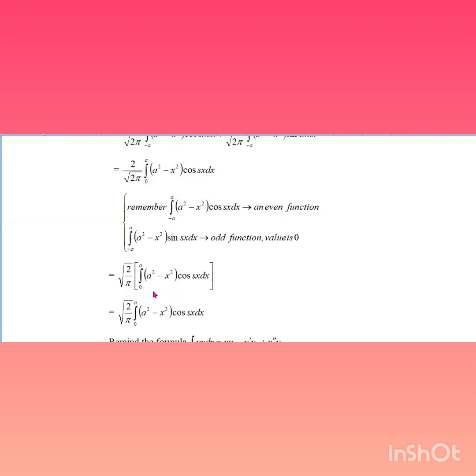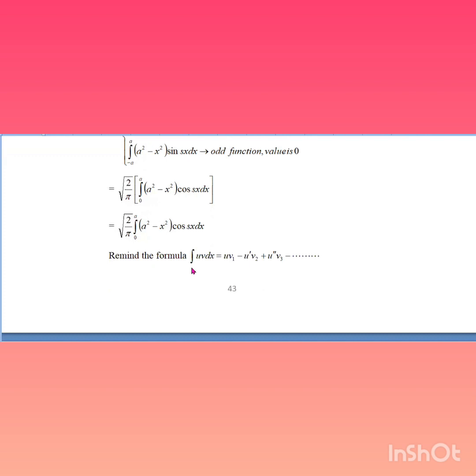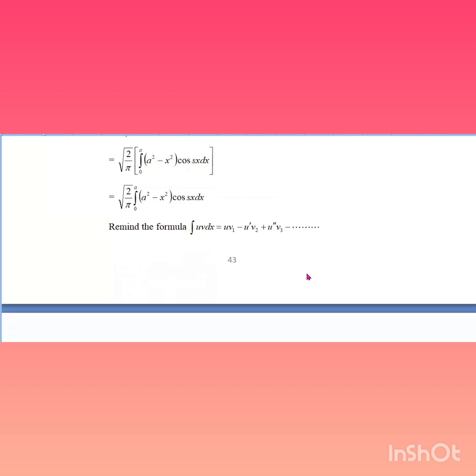Integral over the limit 0 to a, a square minus x square cos sx dx, which is equal to root of 2 by pi integral over the limit 0 to a, a square minus x square cos sx dx. This can be solved using Bernoulli's formula. So integral uv dx is equal to uv1 minus u dash v2 plus u double dash v3 minus etc. So u is equal to a square minus x square, v is equal to cos sx.